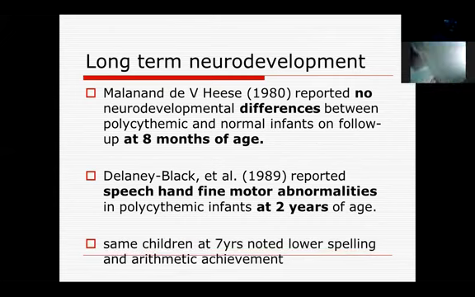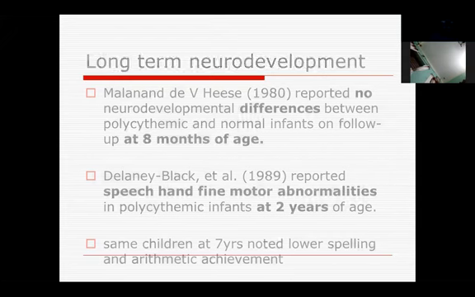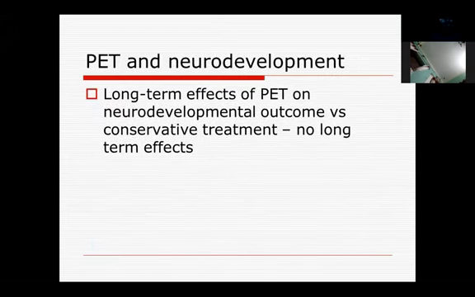And the same children at 7 years. Sir, can you finish fast? It's already 7 o'clock, because there is one more talk. Okay, sir, finishing. And regarding the long-term effects of partial exchange transfusion on neurodevelopmental outcome, there are no long-term benefits. That's what they say.